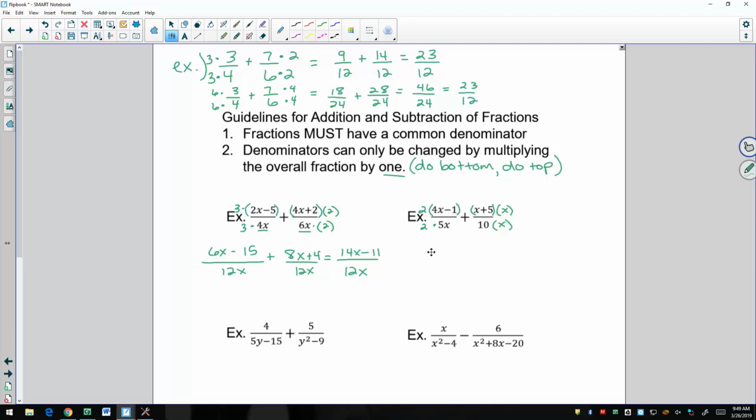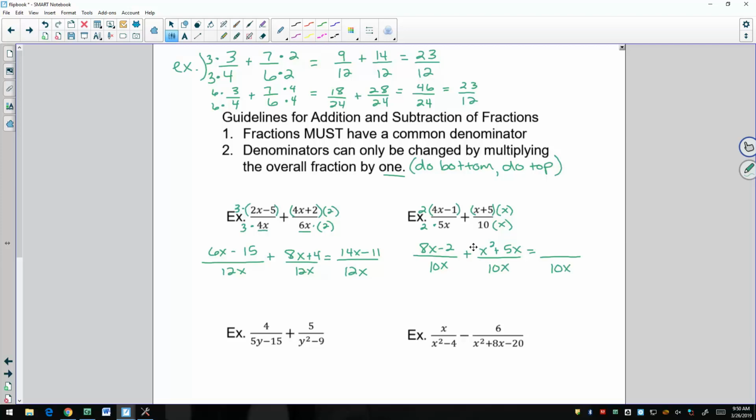Okay, so on this I'll start on the top. On the top over here, I'm going to have 8x minus 2. And on the bottom, 2 times 5x is 10x. Plus, on the top, on the right, I'm going to have x squared plus 5x. And on the bottom, I'll now have 10x. So I know I did it right because I ended up with the same number on the denominators.